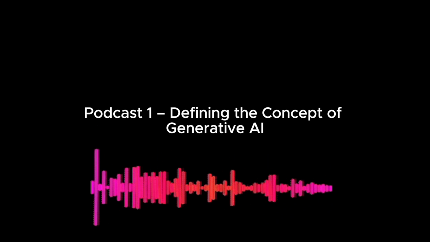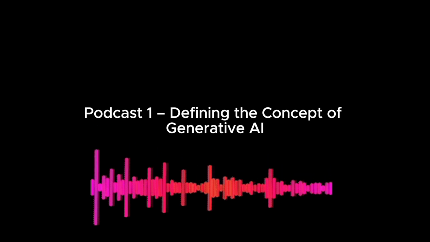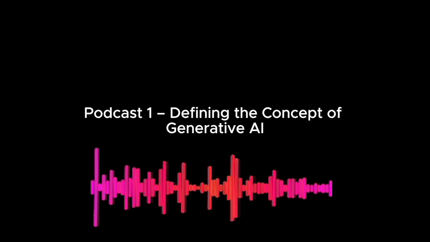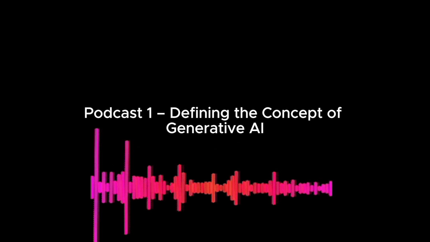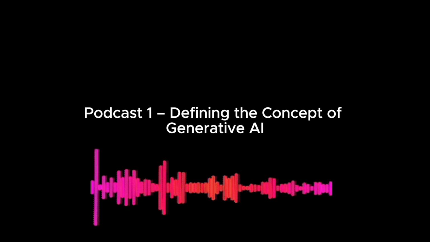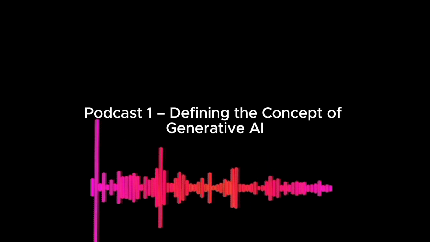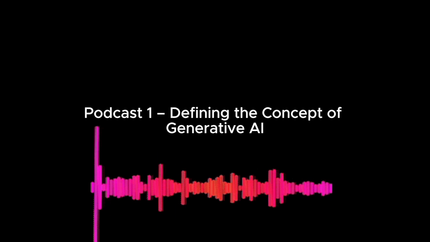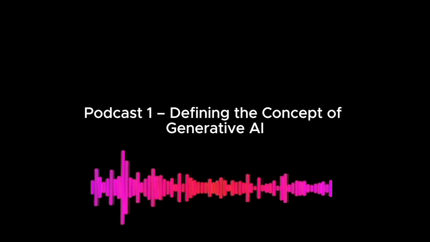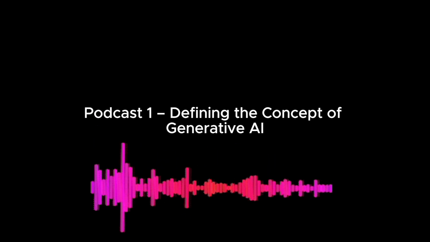So instead of just analyzing information that's already there, generative AI actually creates new content based on what it's learned. That could be anything from text, images, music, even videos. It's pretty amazing. So it's almost as if we've taught computers to be creative. That's a really good way to put it.